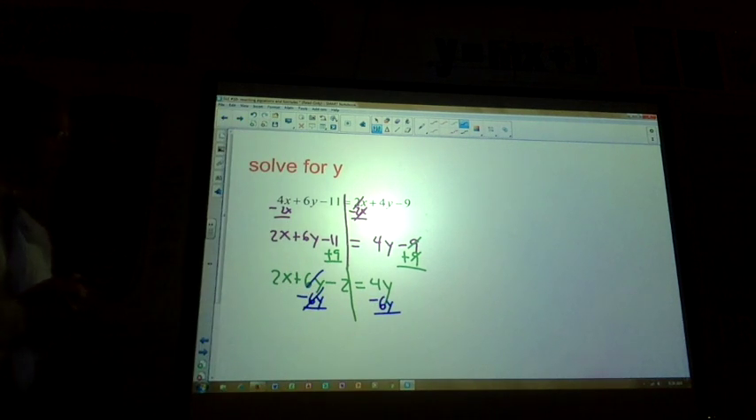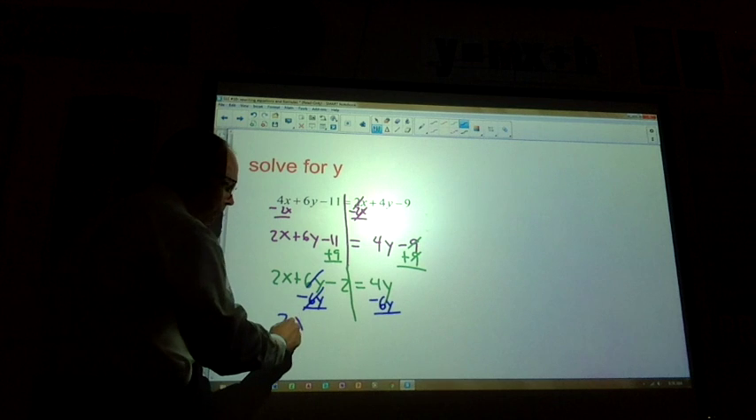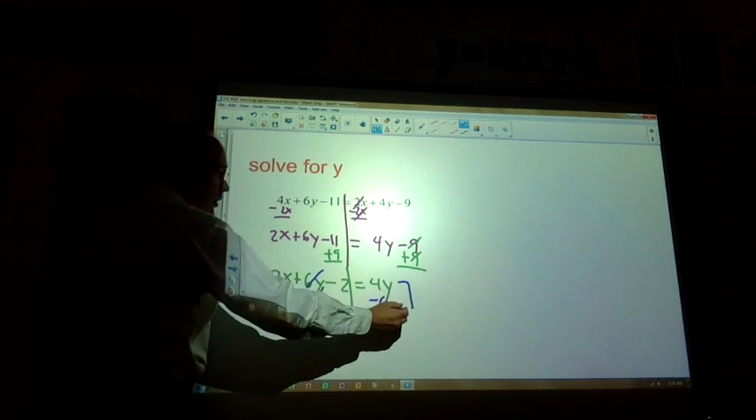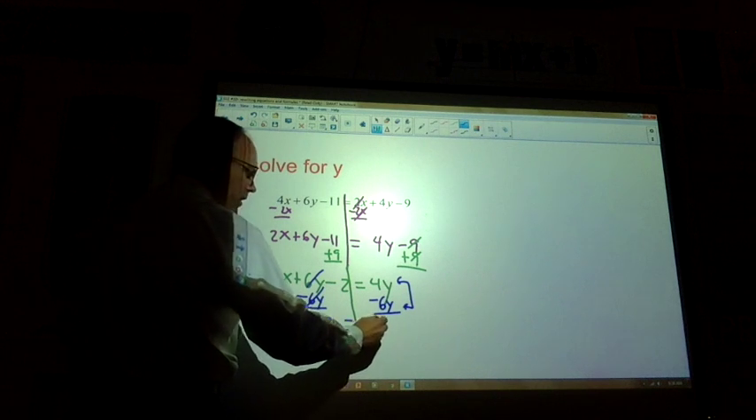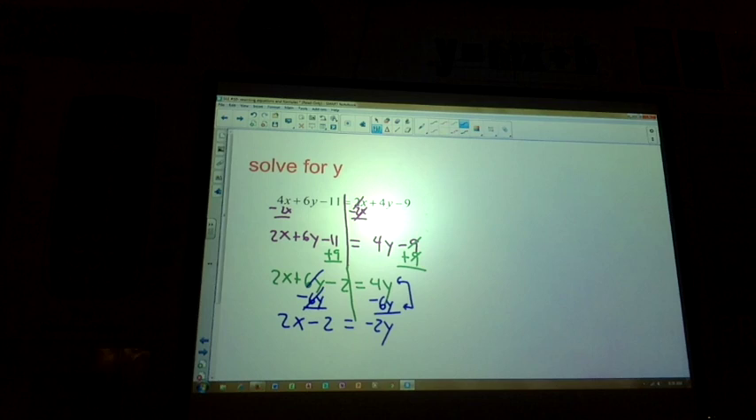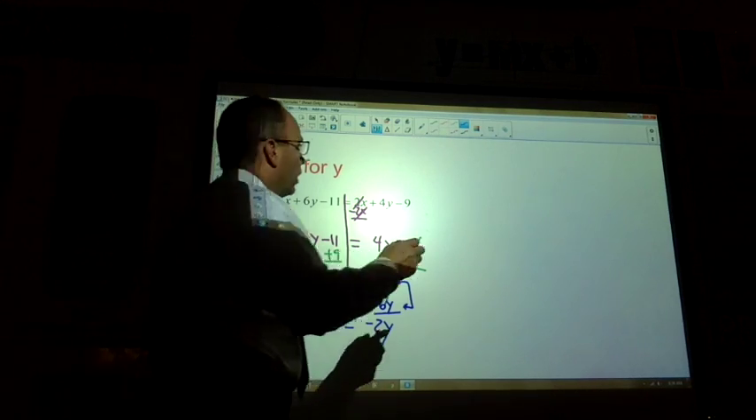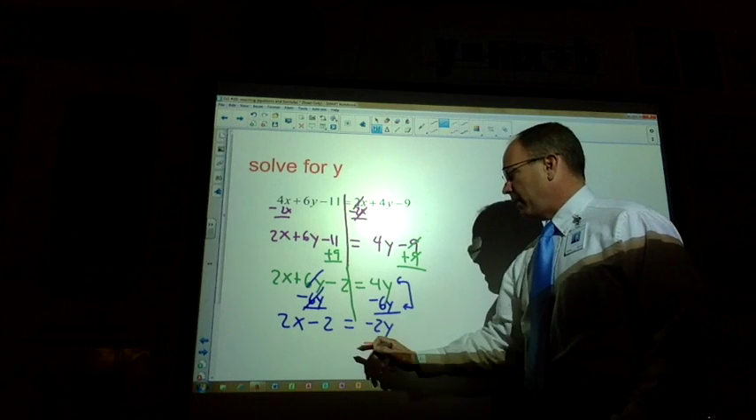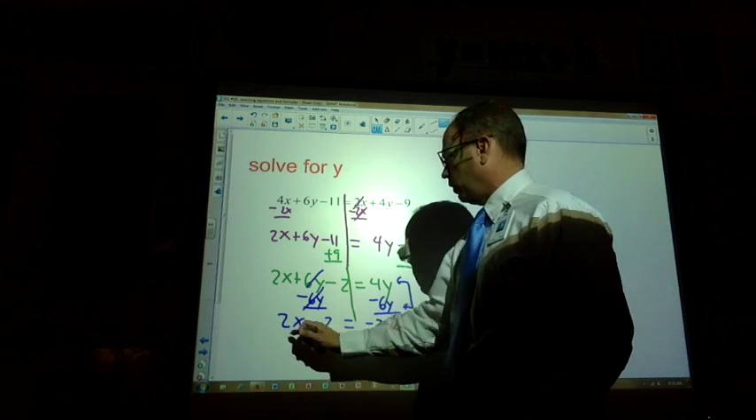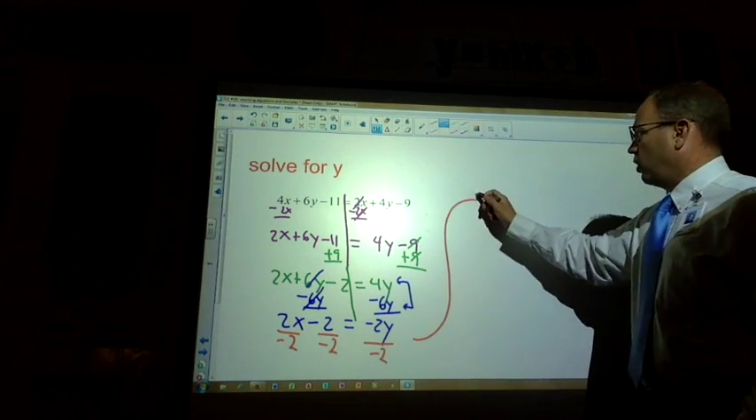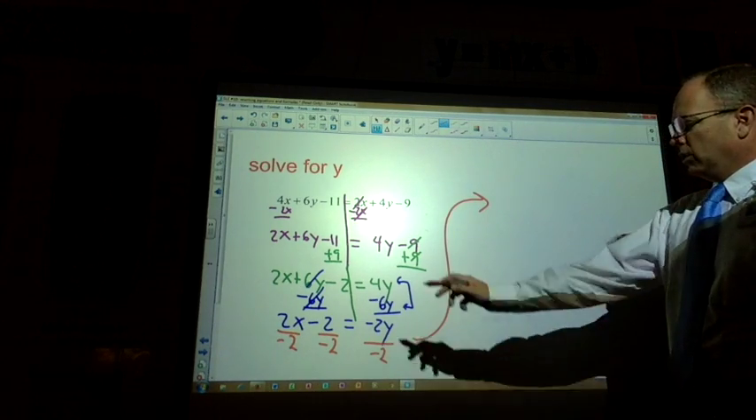That and that are gone. I'm left with 2x minus 2 is equal to, what does this come out to? Negative 2y. I like it. Is y all by itself yet? No. What do I have to do to everything? You're real close. Negative 2. Watch those signs, okay? Divide that by negative 2. Divide that by negative 2. And remember, when you divide by a negative, it starts changing signs. So what is this?